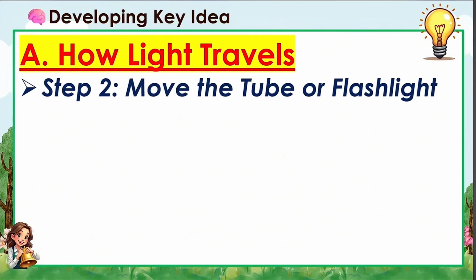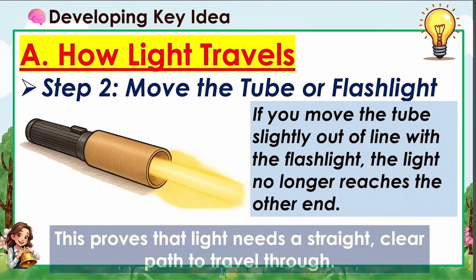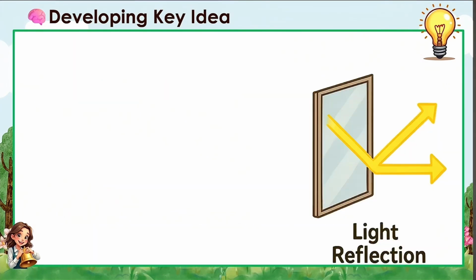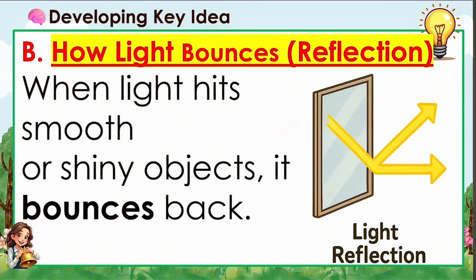Step 2. Move the tube or flashlight. If you move the tube slightly out of line with the flashlight, the light no longer reaches the other end. This proves that light needs a straight, clear path to travel through. B. How light bounces, or what we call reflection. When light hits smooth, shiny objects, it bounces back.